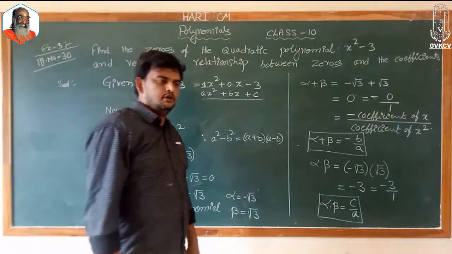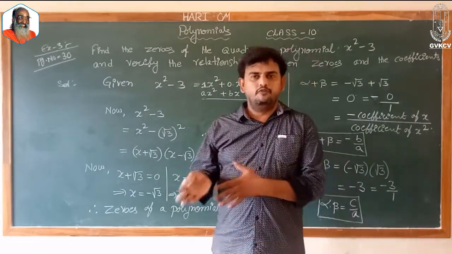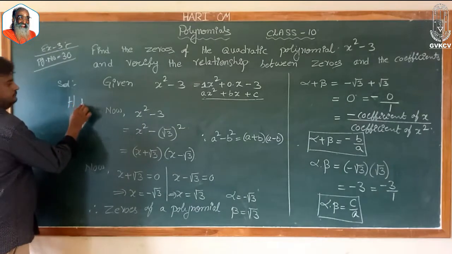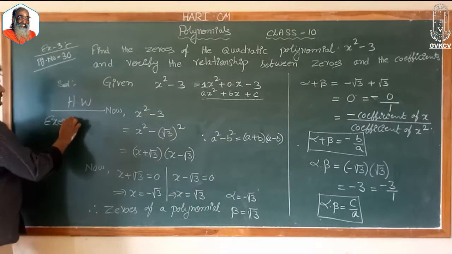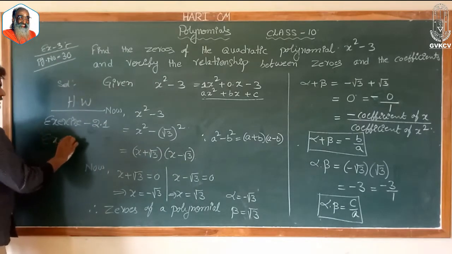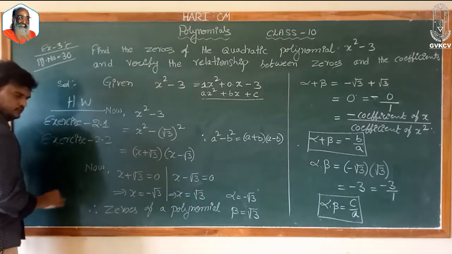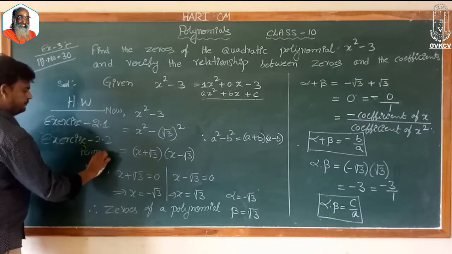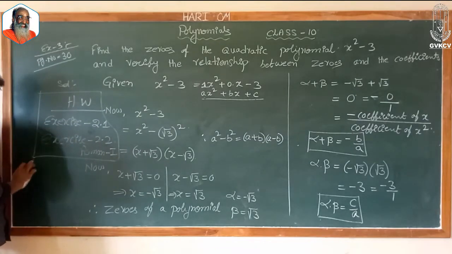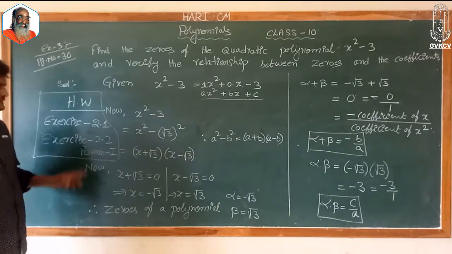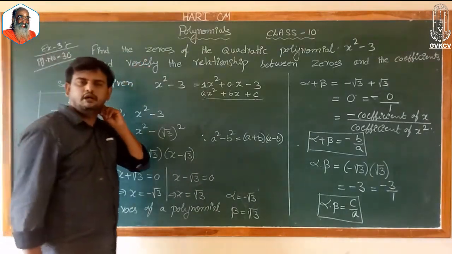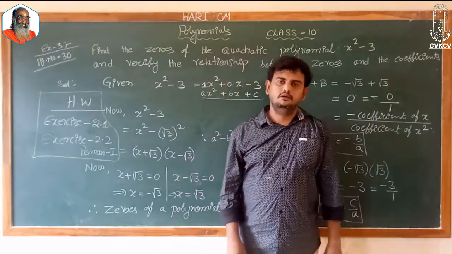So with this concept we stop our class for today, and in our next class we go for another concept of polynomials. Today your homework is exercise 2.1 and exercise 2.2 Roman 1. You have to finish this homework by understanding today's class. In exercise 2.1 you have graphs. In exercise 2.2 Roman number 1 you have problems similar to example number 2 and example number 3. Hari Om. Thank you.